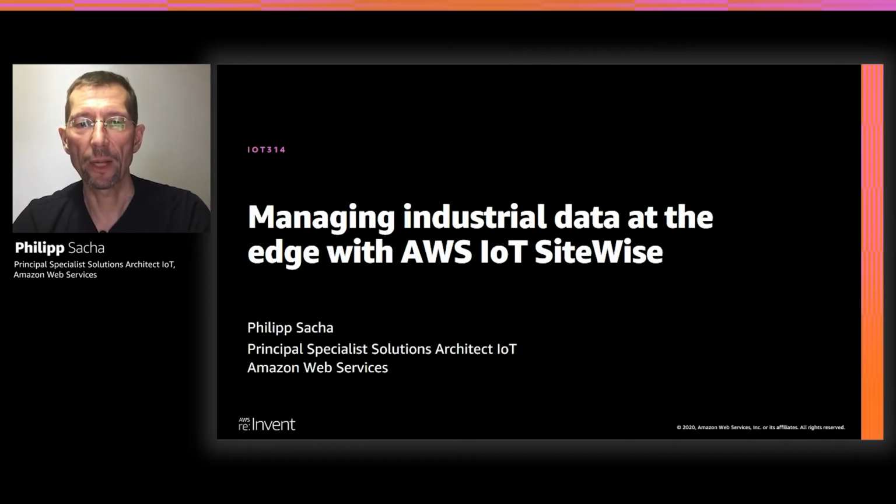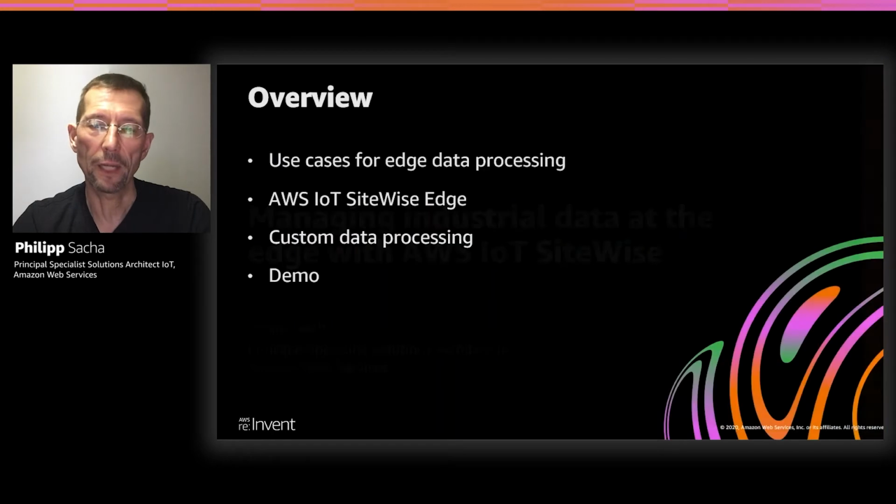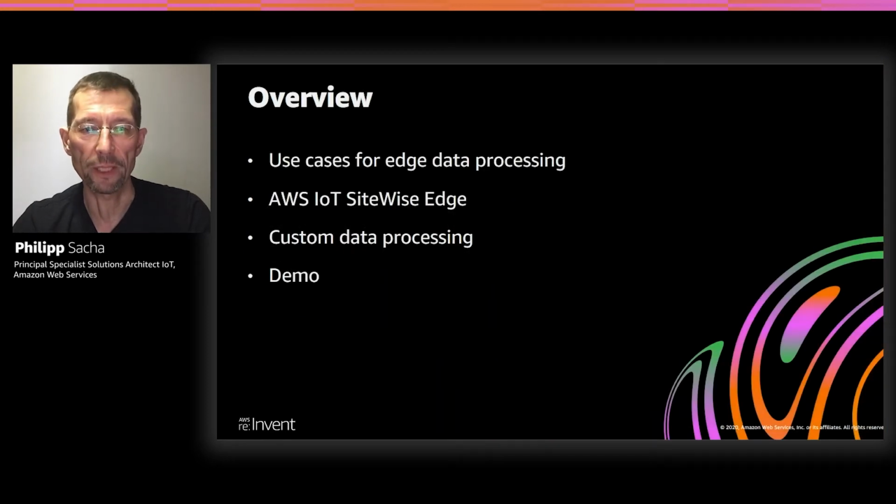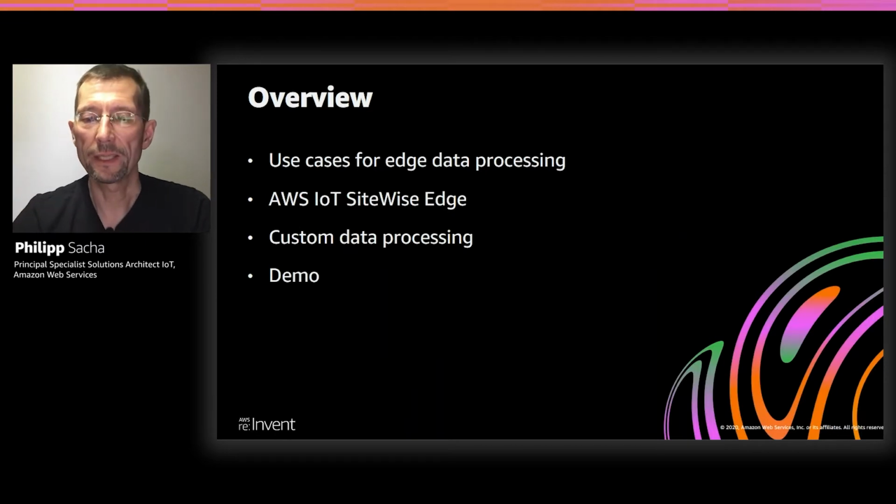In this session, I will talk about managing industrial data at the edge with AWS IoT SiteWise. What I'm going to cover is use cases for edge processing, our new feature AWS IoT SiteWise Edge, and also options for custom data processing. And finally, I will show you a demo how to set up SiteWise Edge.